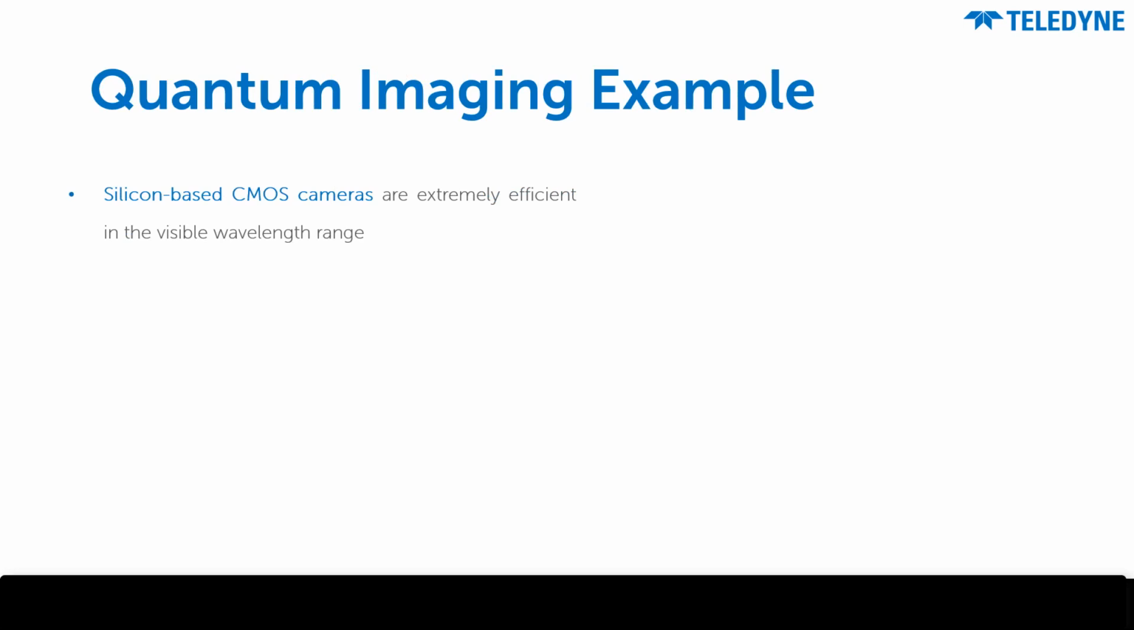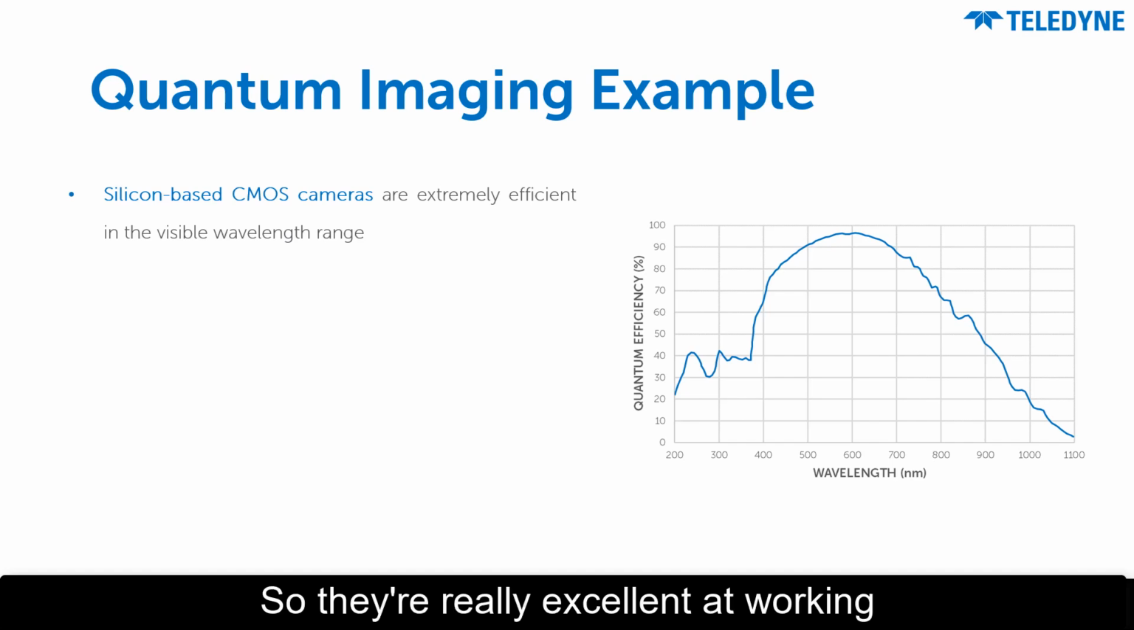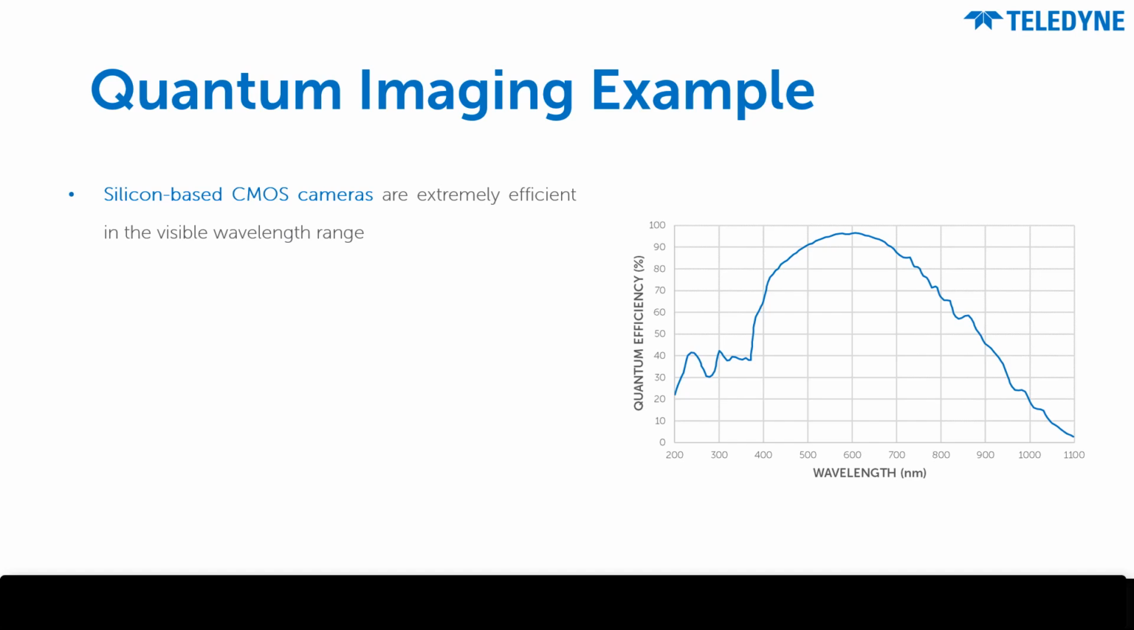So I deal a lot with scientific cameras. These cameras are silicon-based, and they are extremely efficient in the visible wavelength range, around 200 to 1,000. The real peak of efficiency comes from around 400 to 900, the visible light range. You can see the peak here is around 600 nanometers. So they're really excellent at working within the visible light range.